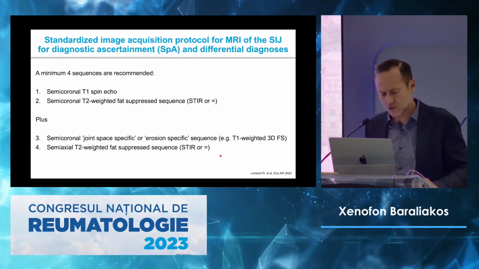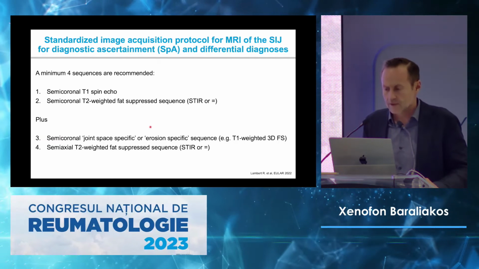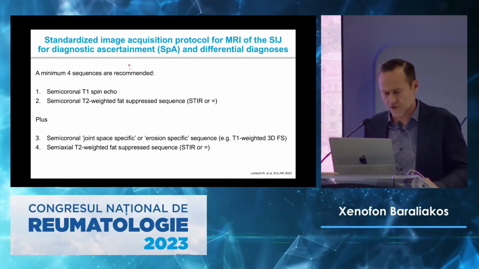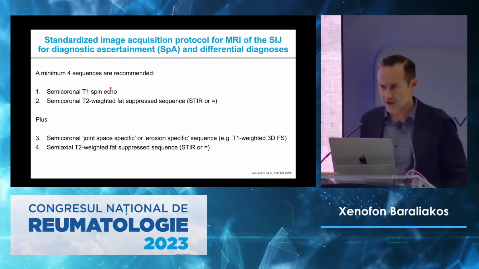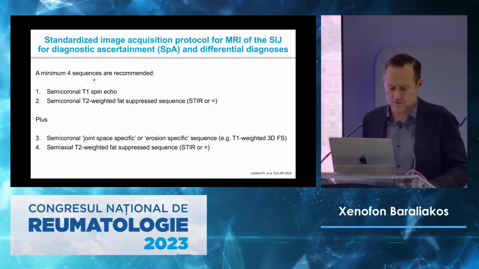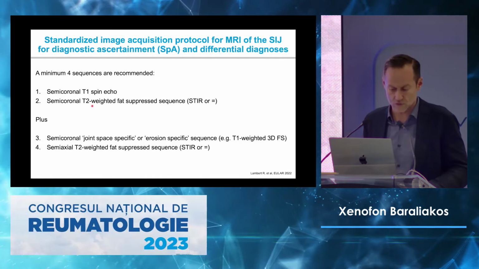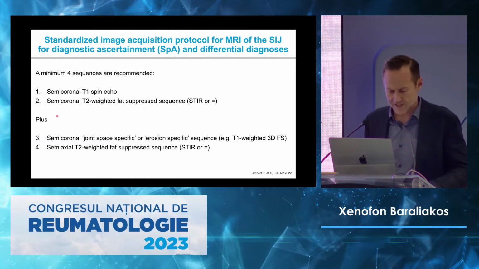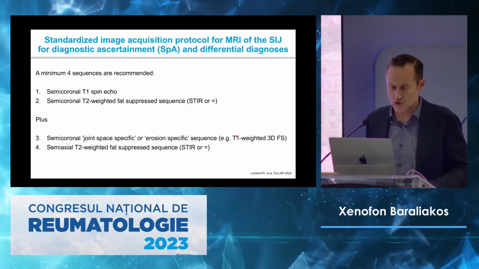And the other thing that is also being written now, it's not that far yet, is this ASAS project where we have tried to standardize the imaging protocol. So we recommend from every radiologist at least 4 sequences of the sacroiliac joints. T1 and STIR, or T1 and T2 fat suppressed, semicoronal, plus what we call the erosion-specific sequence.